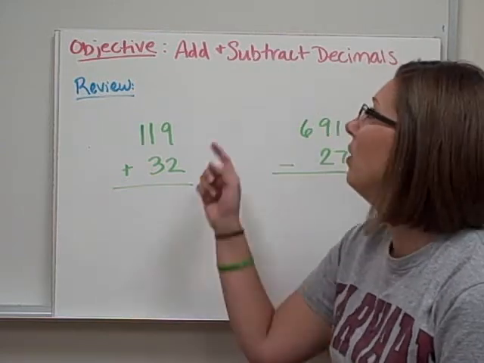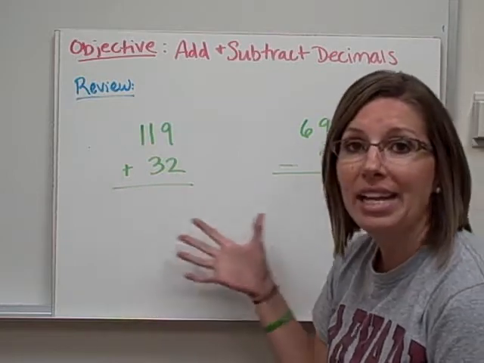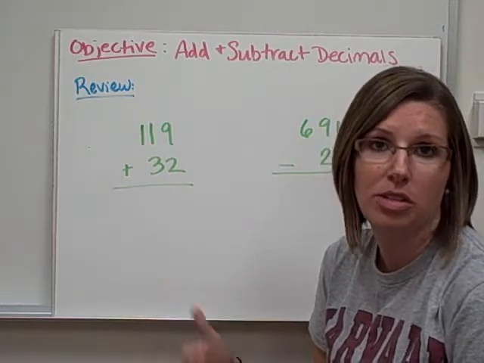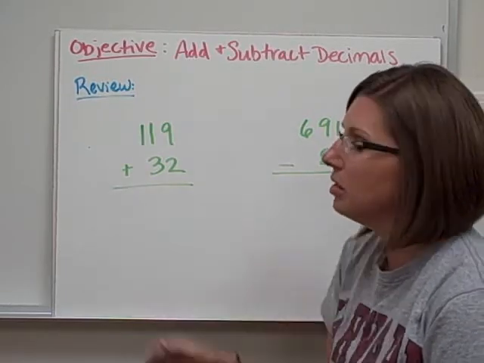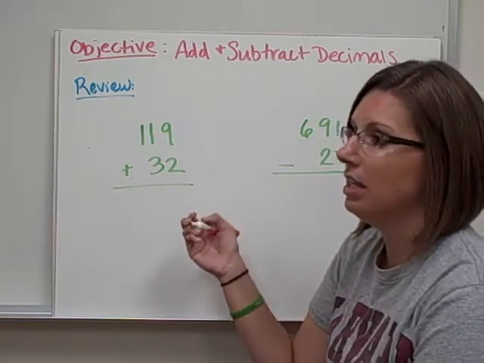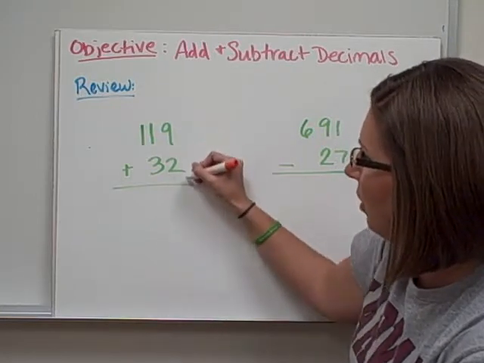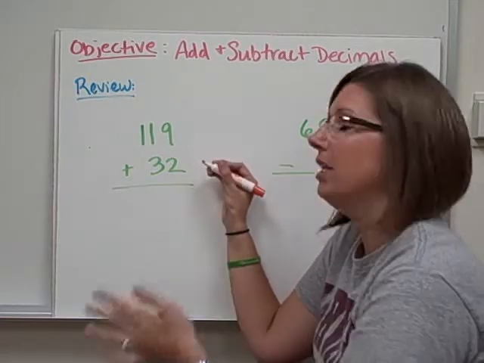Today we're talking about adding and subtracting decimals. Let's review by adding and subtracting some whole numbers first. So I've set up two problems here. We've got whole numbers, and this is slightly different than how we would add or subtract decimals because we lined up the whole numbers on the right side, so we justified it to the right.